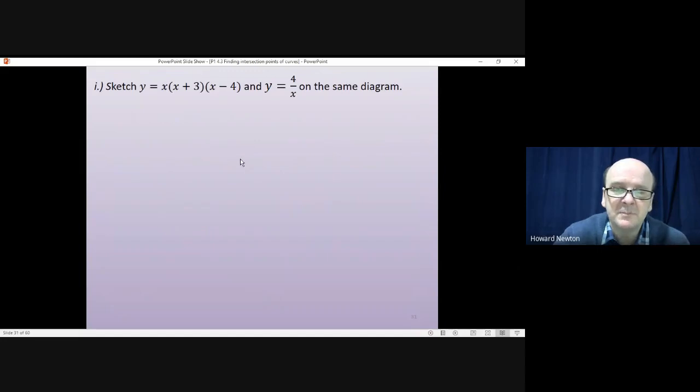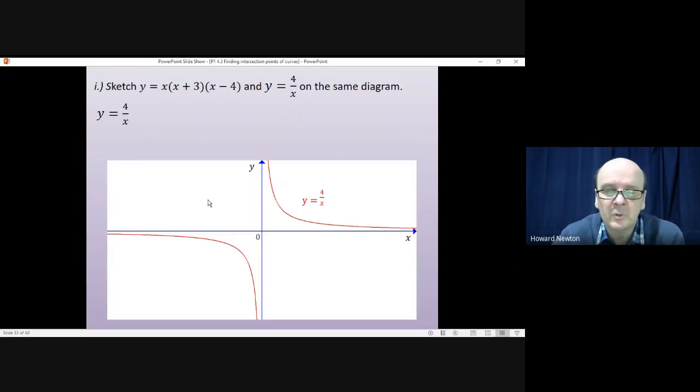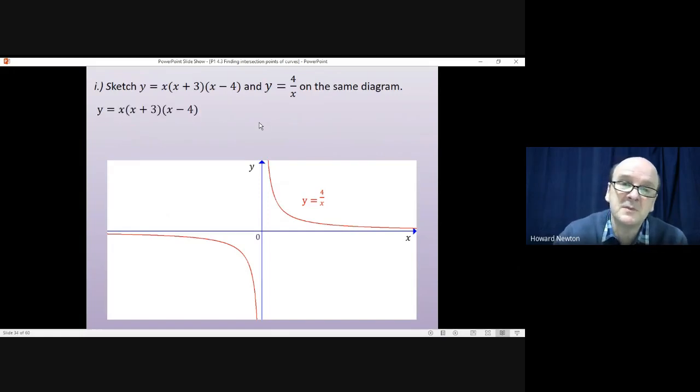We'll do the reciprocal curve first. It's y equals plus 4 over x. Now, if you have y equals plus anything divided by x, the curve has the same shape. All of them will look like that. So y equals 4 over x will have that general shape. The cubic curve, we do the same thing as before.